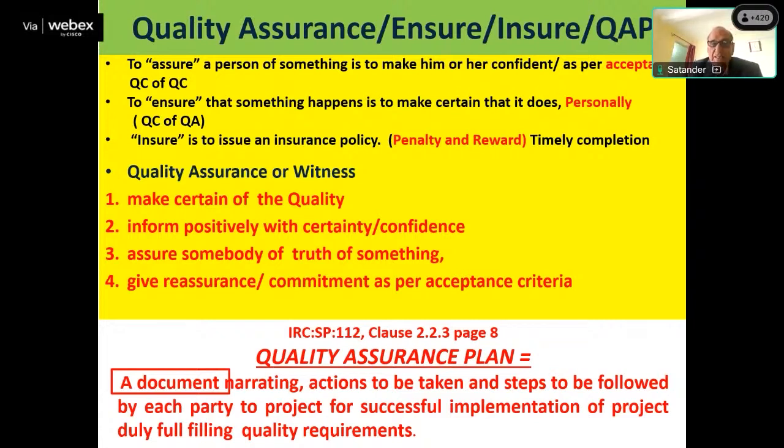What is quality assurance? Witness. Make certain of the quality, whether quality control is done in the right way or wrong. Inform positively. Suppose you checked and you are not informing the senior, that is also wrong. Assure somebody of the truth. Give reassurance, commitment as per acceptance criteria. These things come under quality assurance. And the quality assurance plan I have already shown you. It is written in full detail. You can refer to this page 8.